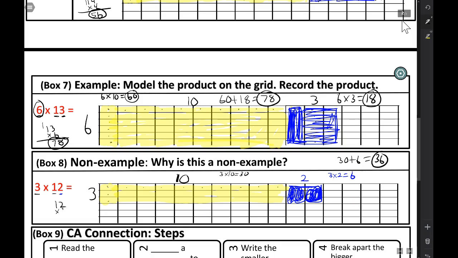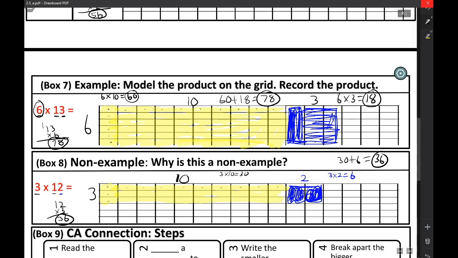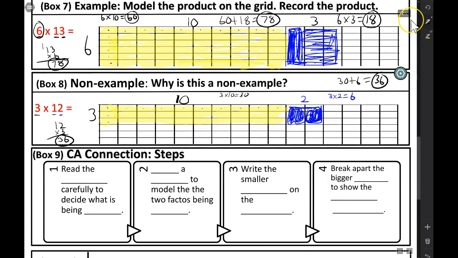Take the 12 times 3. 3 times 2 is 6. 3 times 1 is 3. My product is 36. So awesome job if you're understanding this and following along. Okay, we're almost done with today's lesson.